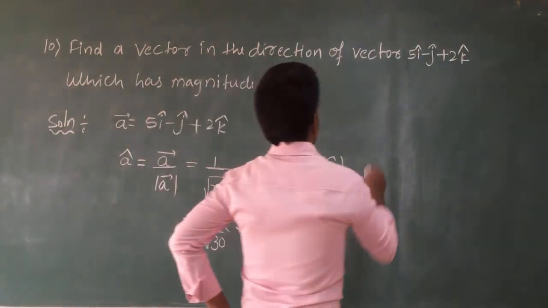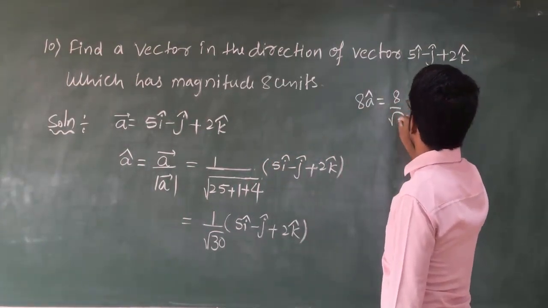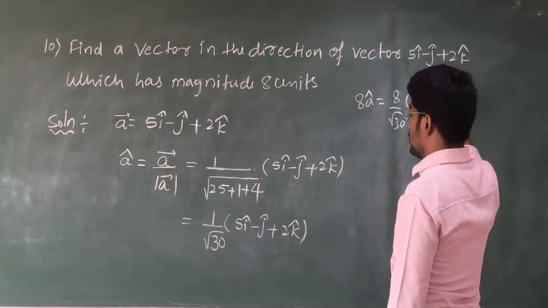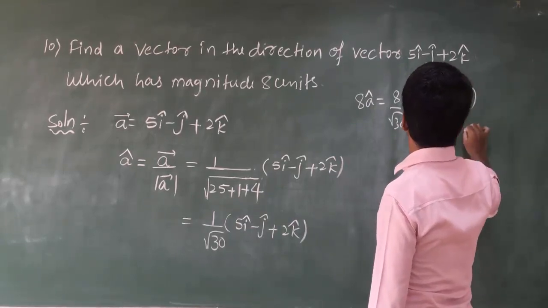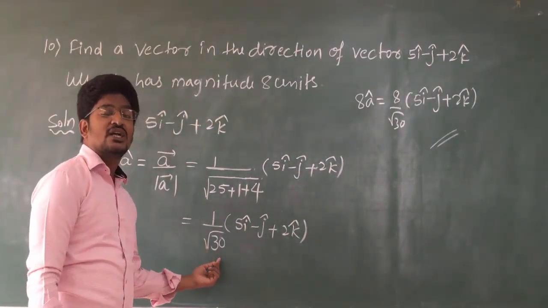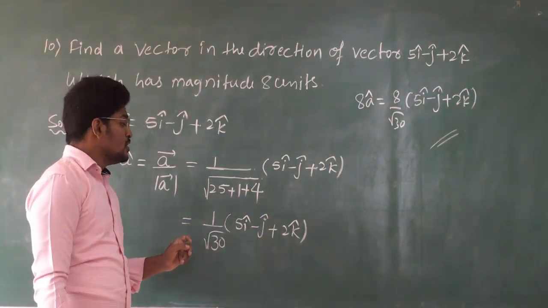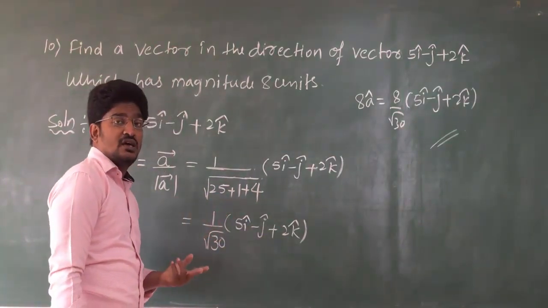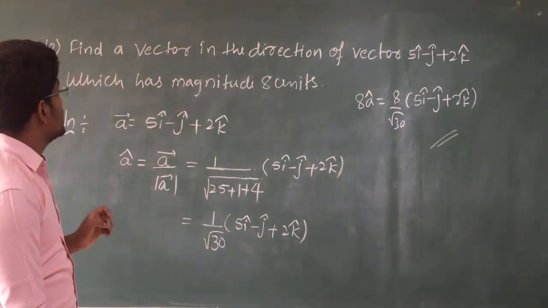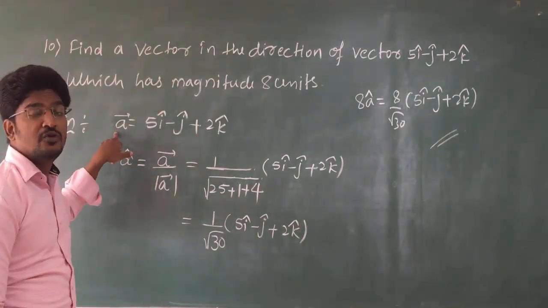Clear? So 8 times A cap is equal to 8 by root 30 into 5i cap minus j cap plus 2k cap. This is the required vector of 8 units, because the unit vector means magnitude is 1. If you calculate the magnitude of A cap, it will become 1. So now if I multiply this 1 with 8, it will become 8 units. That's what I am doing here. So we have calculated a vector with magnitude 8 units in the direction of vector A.